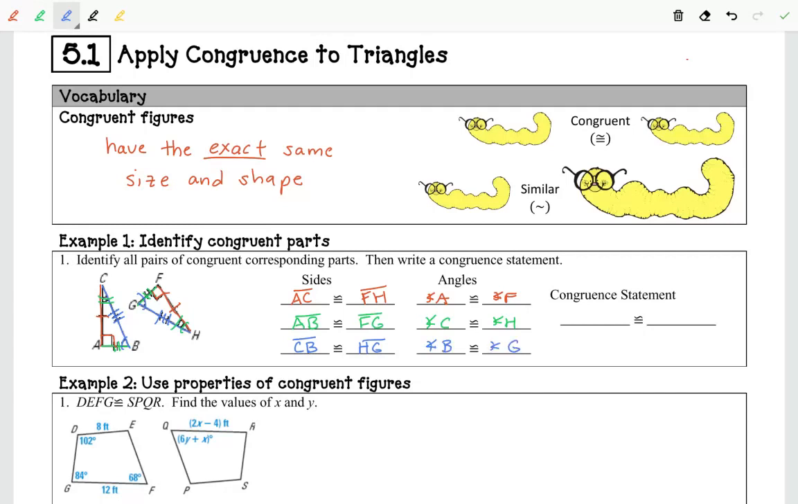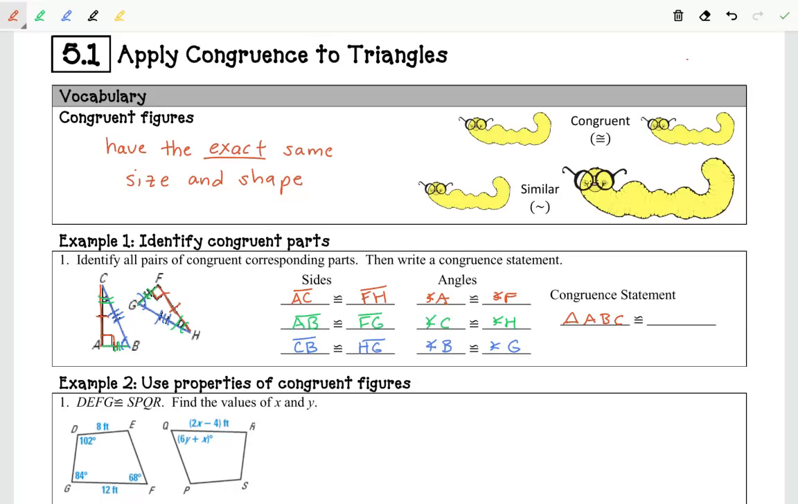Now we need to write a congruence statement. We can put the first triangle in any order that we want. So we can say triangle ABC. The first triangle can be in any order that we want, but the second triangle has to match that order. So what do I mean by that?